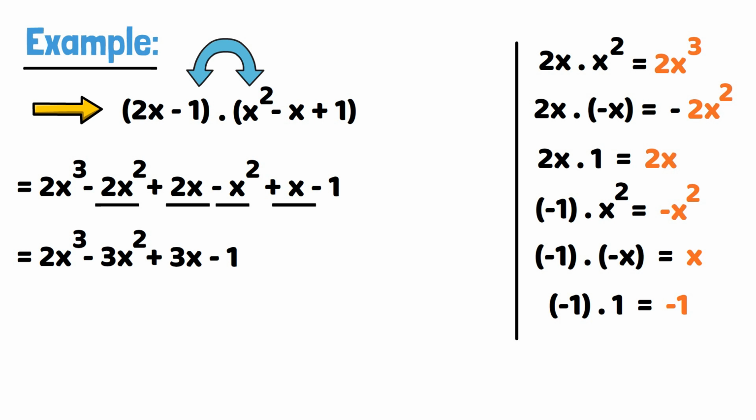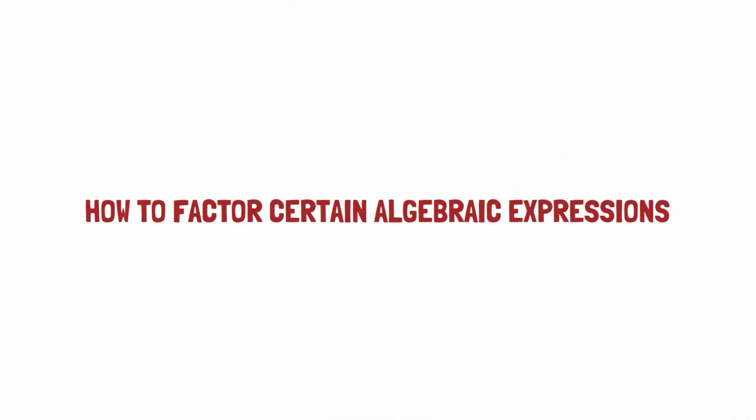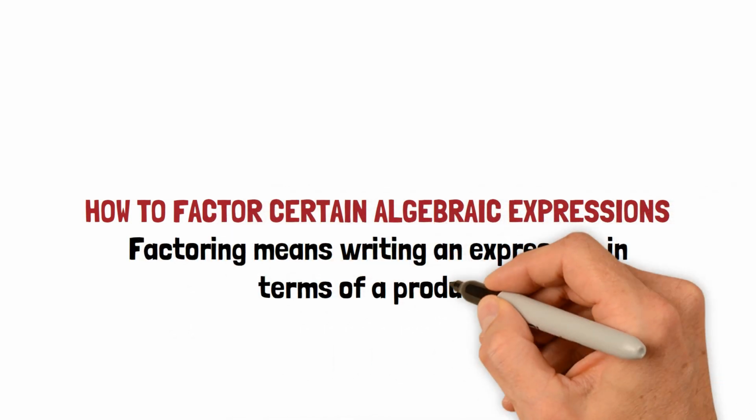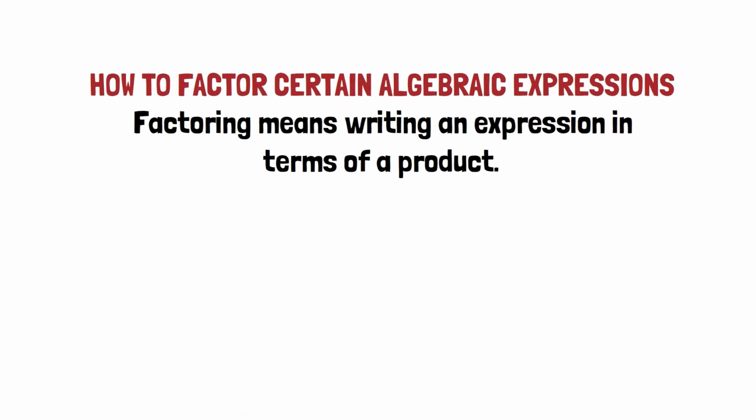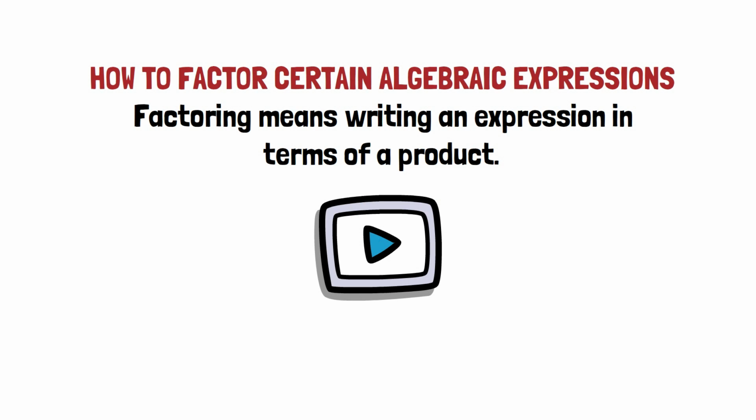So in this lecture, we talked about how to simplify algebraic expressions consisting of addition and multiplication. In the next lecture, we'll talk about how to factor certain algebraic expressions. Factoring means writing an expression in terms of a product. Sometimes it makes certain problems in algebra easier when we can factor an expression. This is an important technique that we'll discuss in the next lecture.